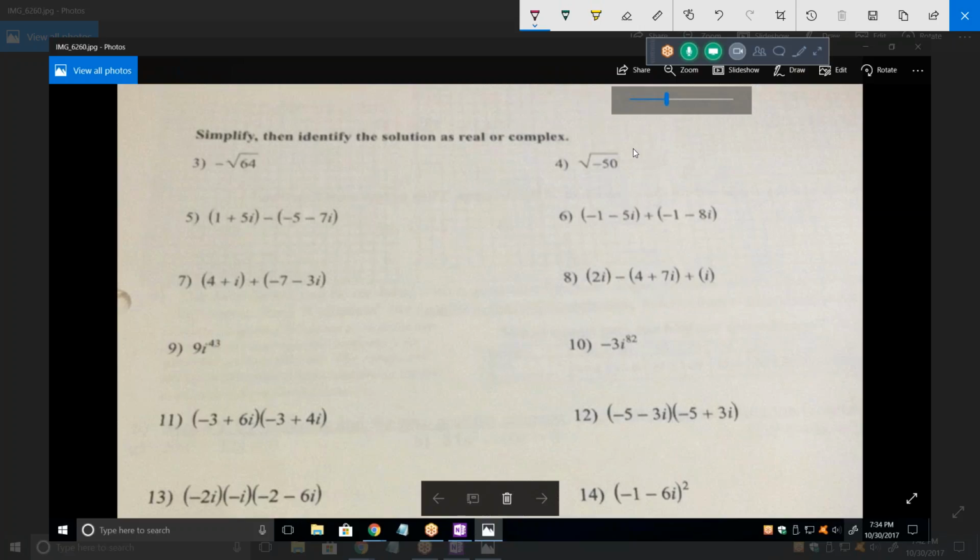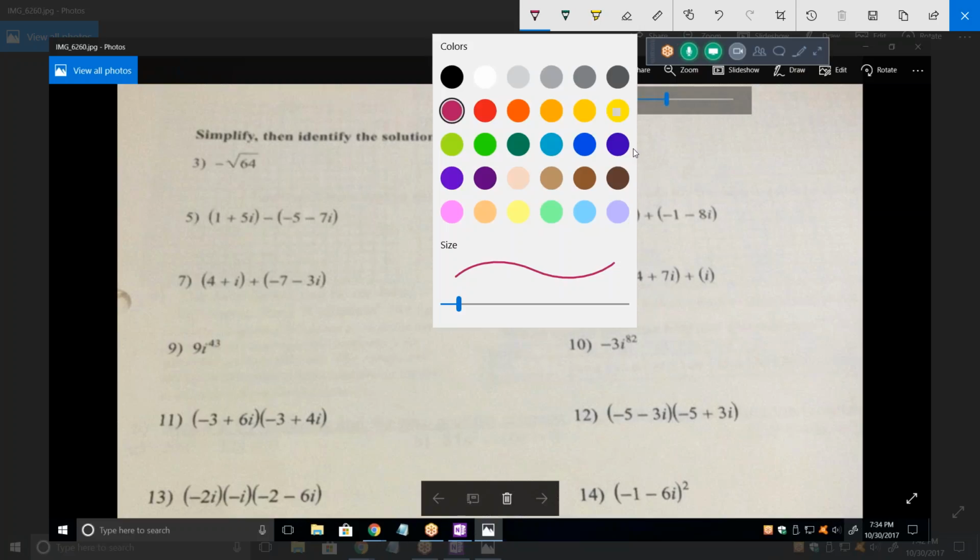All right. Let's look at 9. 9 requires you to know this knowledge.